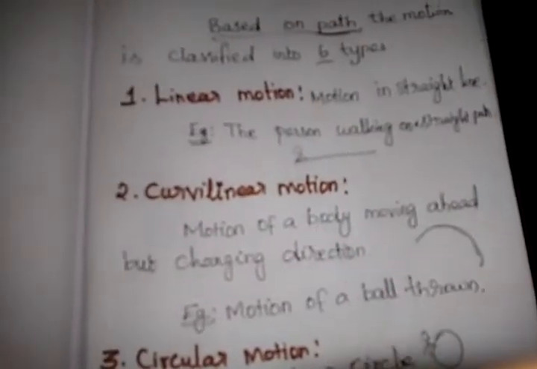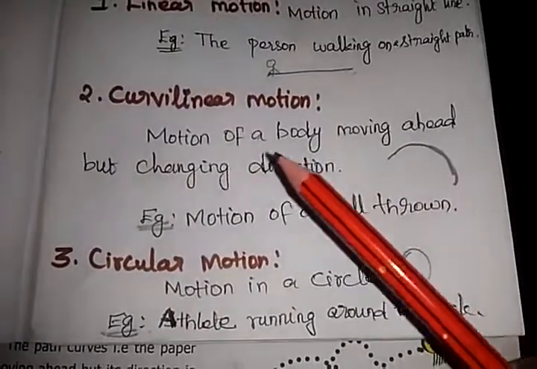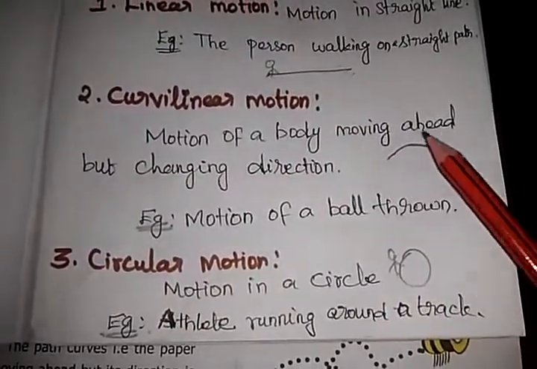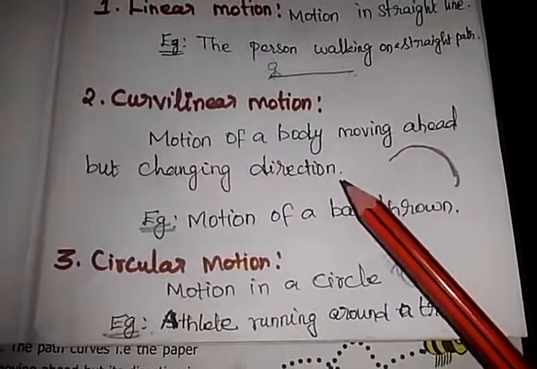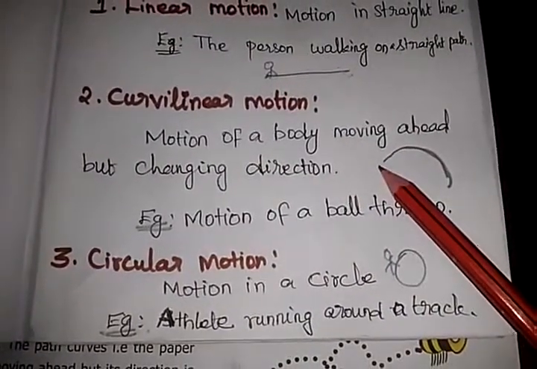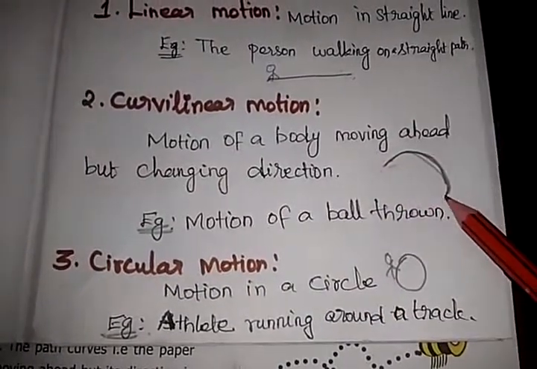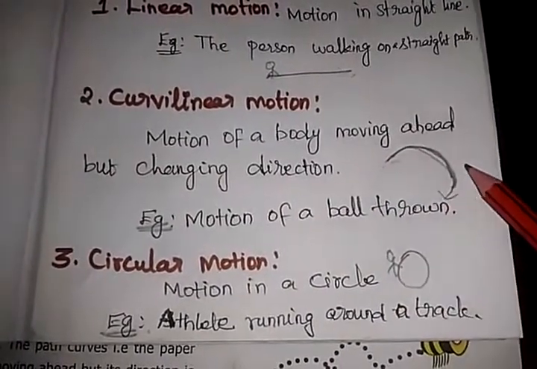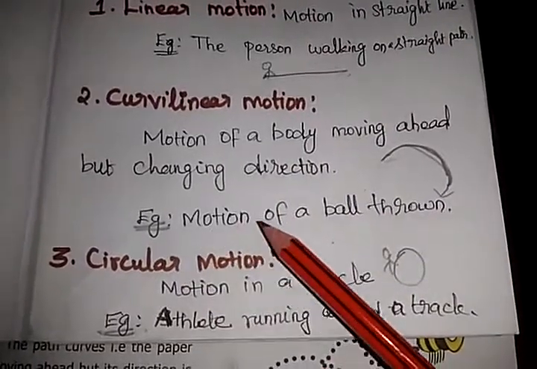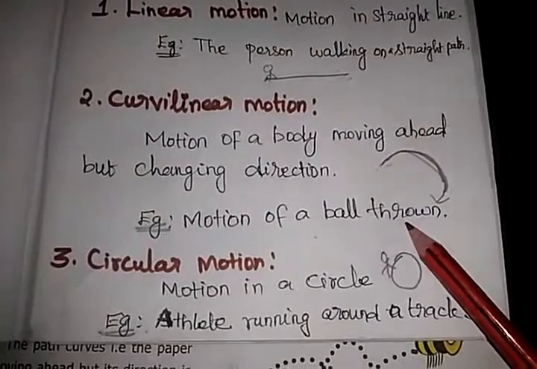Then second, curvilinear motion. Motion of a body moving ahead but changing direction. Example, motion of a ball thrown.